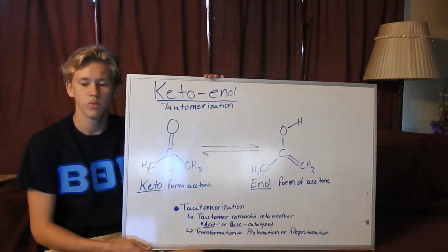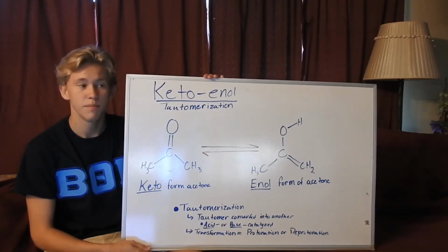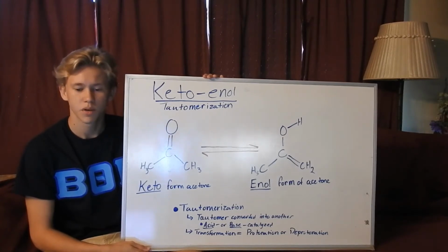Tautomerization is a process in which a tautomer is converted into another. The process is either acid or base catalyzed. The mechanism of the transformation involves two steps: protonation and deprotonation. The order depends on whether the mechanism is acidic or basic. For acid catalyzed, it's protonation and then deprotonation. And for a base catalyzed tautomerization, it goes from deprotonation and then protonation occurs.